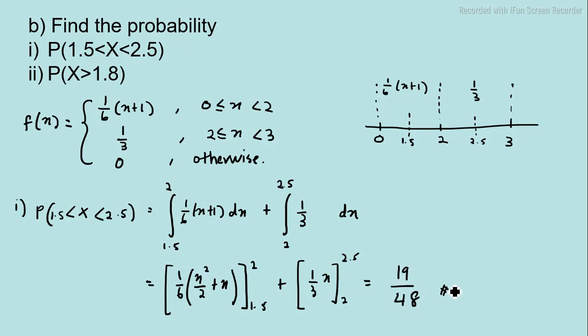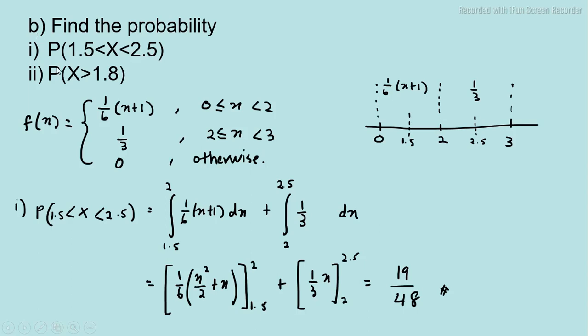So tolong semak kiraan saya ni. Kalau saya tersilap, please let me know. Okay, harapnya betul lah. Okay, so 19 over 48. Masukkan nilai dia dekat sini. Alright. Okay, so now question 2.